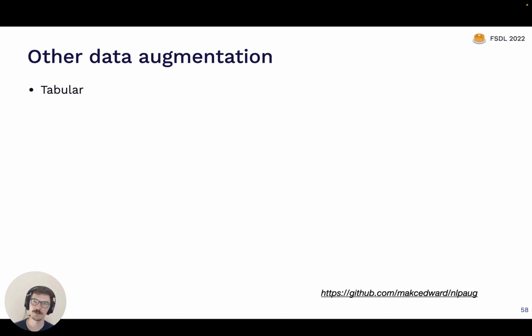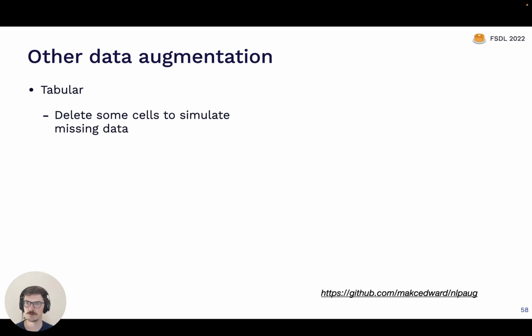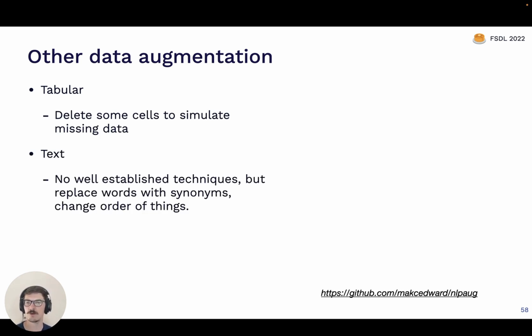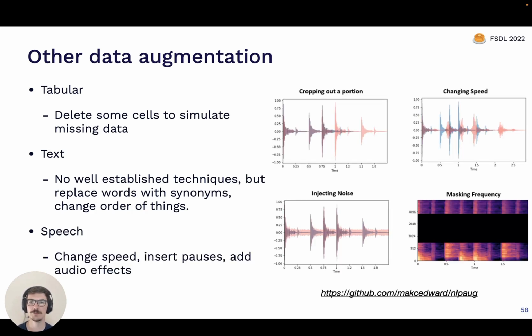For non-vision data augmentation, if you're dealing with tabular data, you could delete some of the table cells to simulate what it would be like to have missing data. For text, I'm not aware of really well-established techniques, but you could maybe delete words, replace words with synonyms, change the order of things. And for speech, you could change the speed of the file, you could insert pauses, you could remove some stuff, you can add audio effects like echo, you can strip out certain frequency bands.